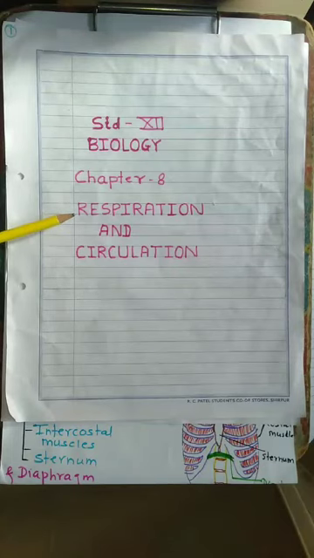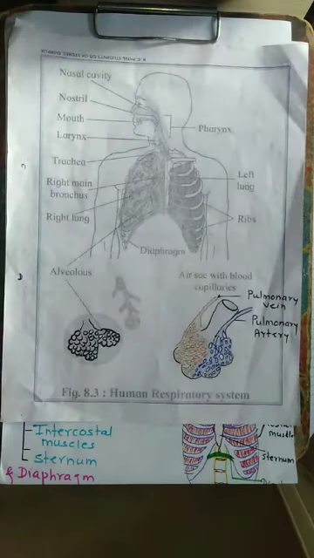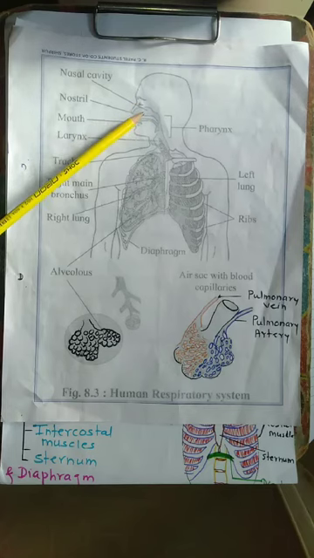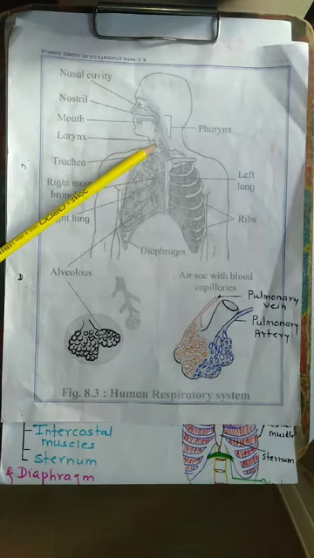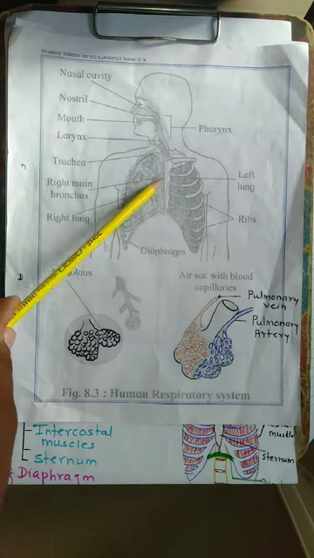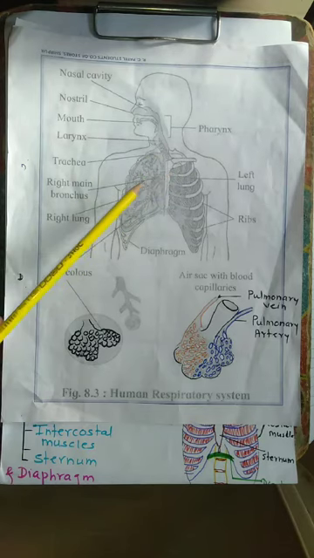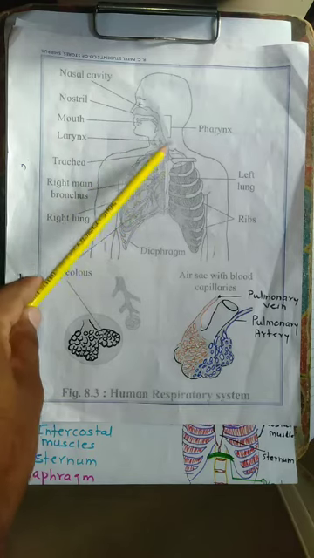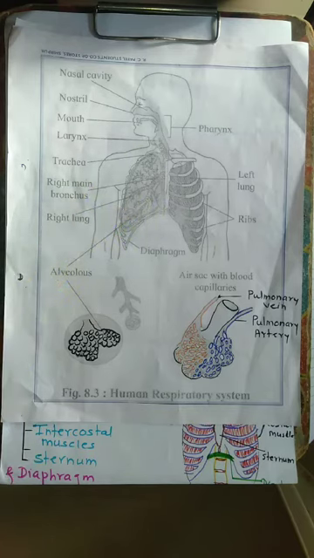Welcome to the third lecture of chapter Respiration and Circulation. In the previous lecture, we studied the human respiratory system. As you know, the human respiratory system consists of several parts like nostrils or external nares, nasal cavity, pharynx, larynx, trachea, bronchi, right bronchus, left bronchus, bronchioles, and lungs. All these parts make the human respiratory system.